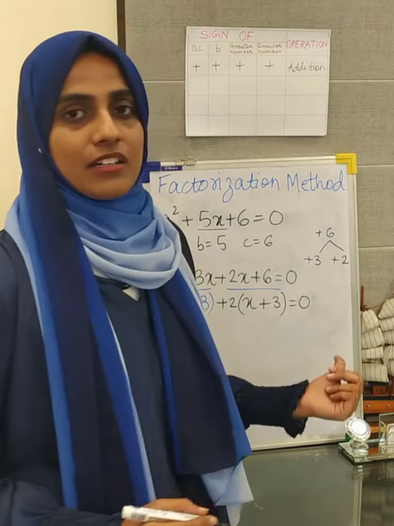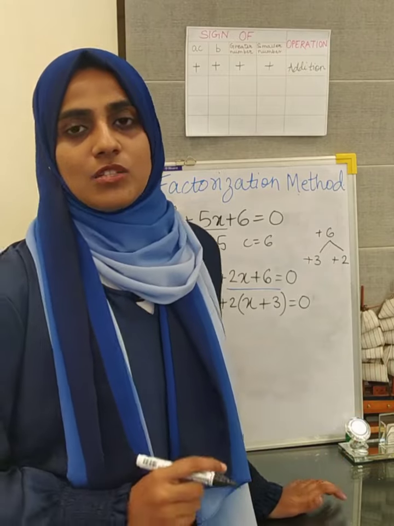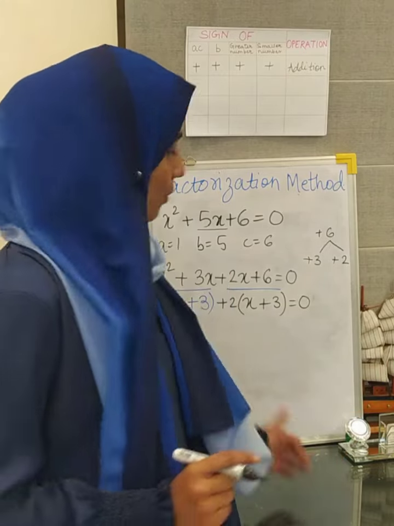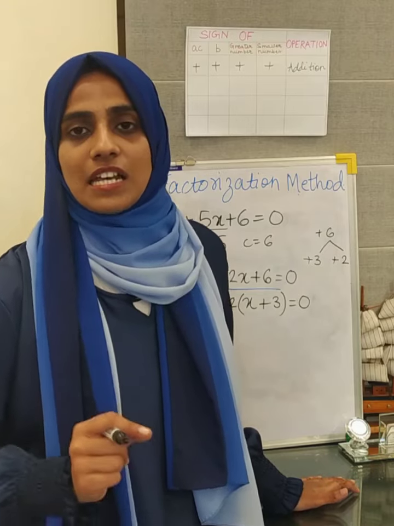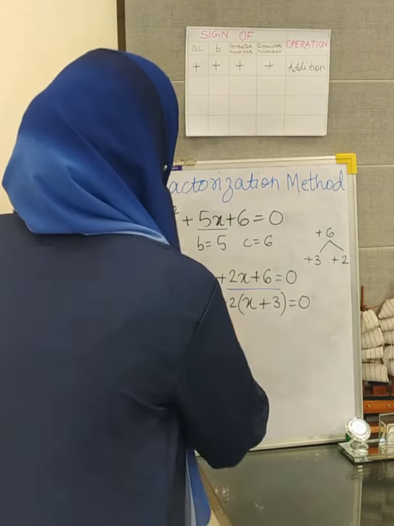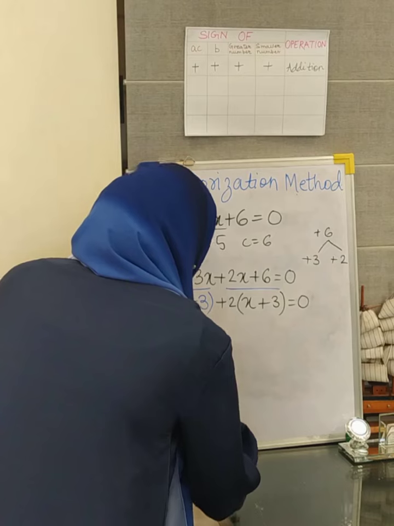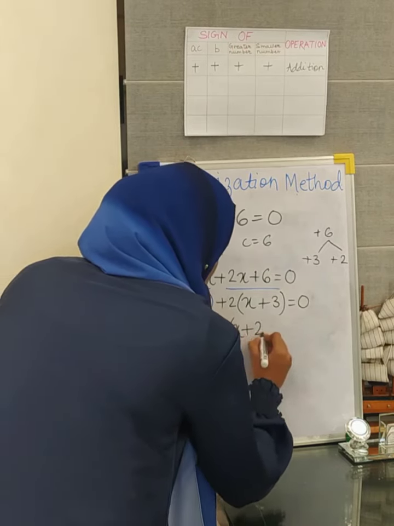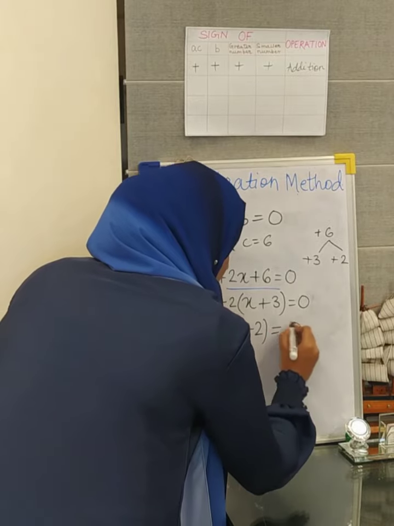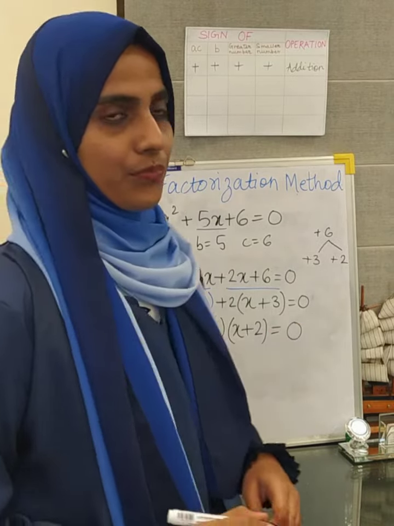Now both the brackets are x plus 3. That means we are going in the right direction. Both these brackets should have the same terms and the same sign. Now the common bracket, we will write it once, and x plus 2, we will write in another bracket, is equal to 0.